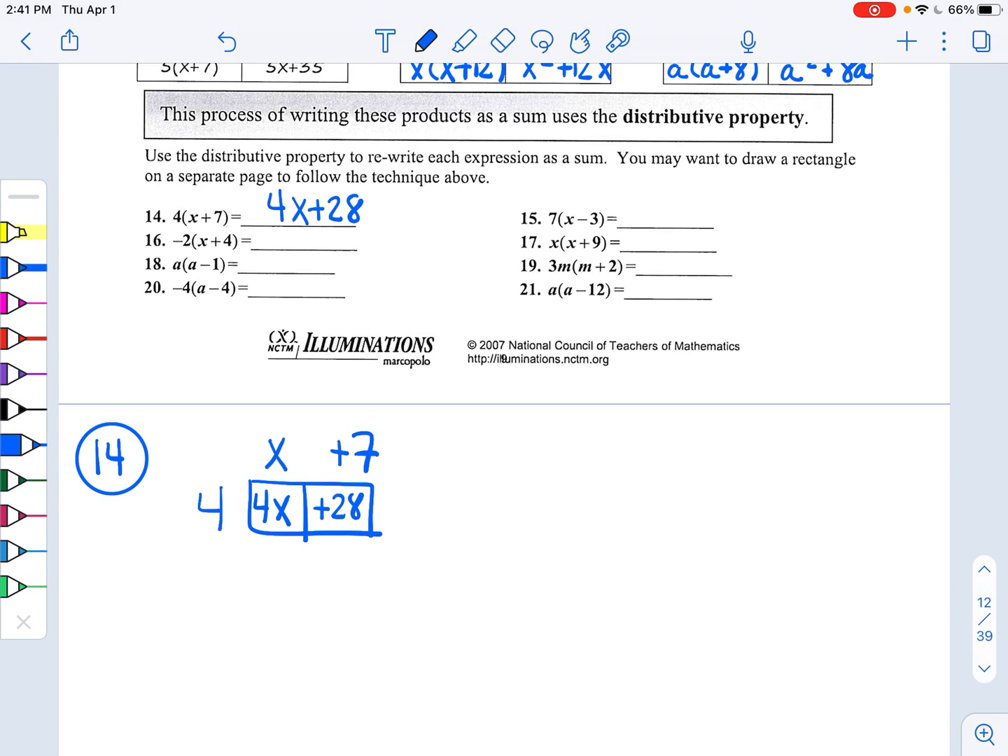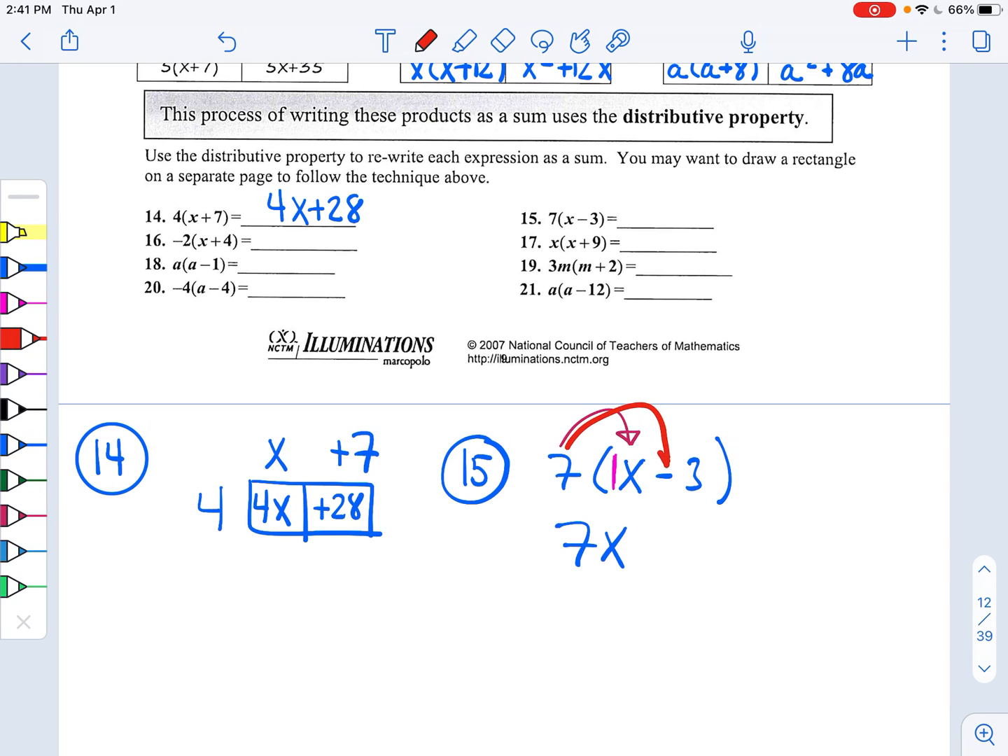I don't know if you like the box method. I kind of like doing it a little bit differently. This is how I like to do it. On number 15, I have 7 times the quantity x minus 3. So I like to put a 1 in front of my x, and I like to draw arrows, okay? 7 times 1x is 7x.